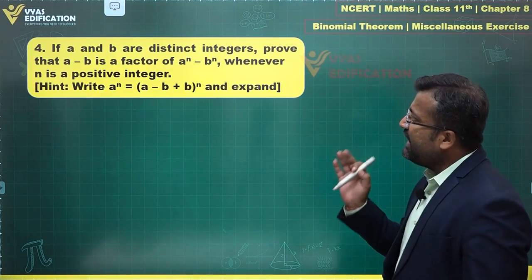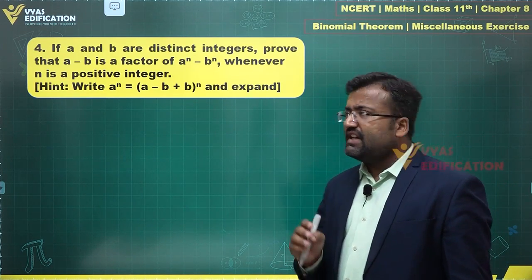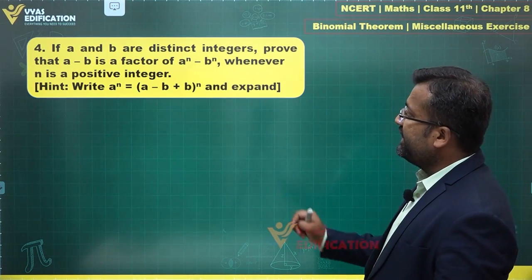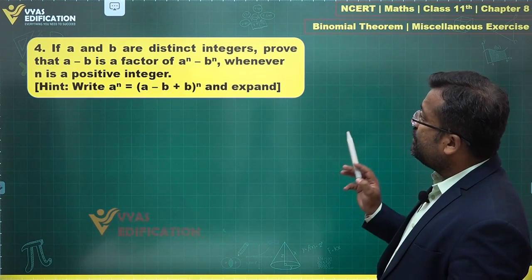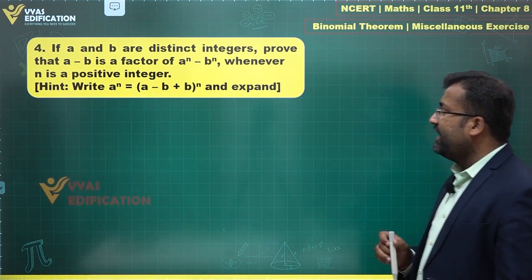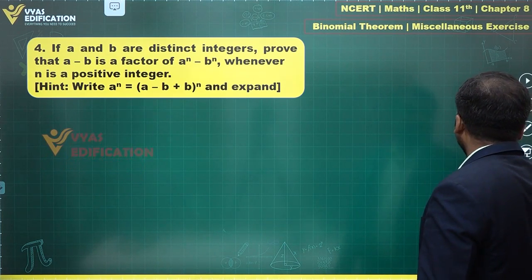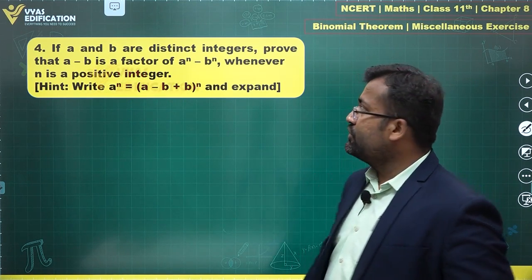The question says, if a and b are distinct integers, prove that a minus b is a factor of a power n minus b power n whenever n is a positive integer. Hint, there's some hint given over here. That is, write a power n is equal to a minus b plus b whole power n and expand using that. Let's try to utilize this information that is given to us, and solve this question.